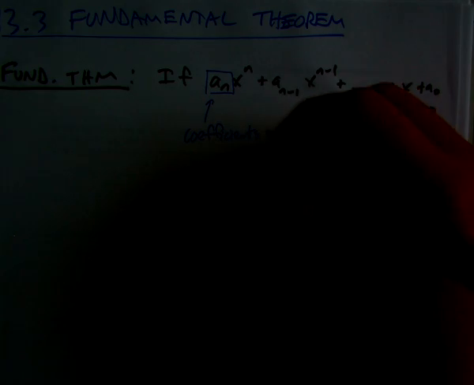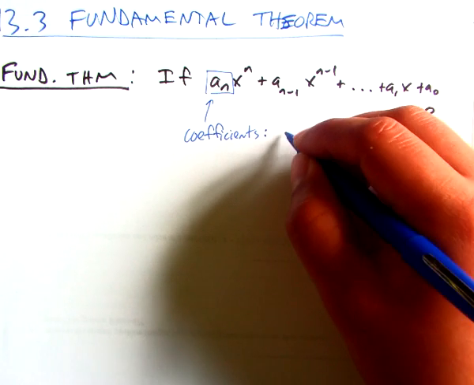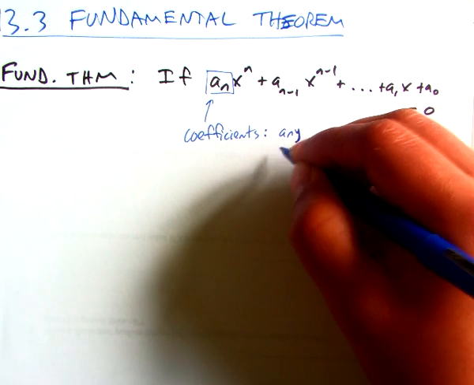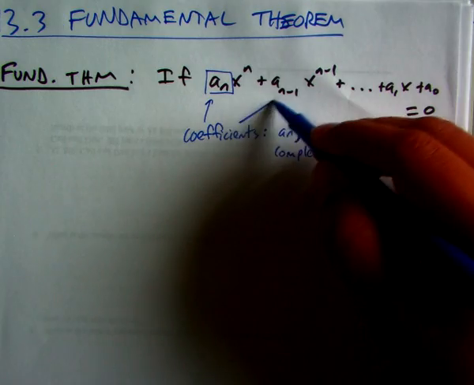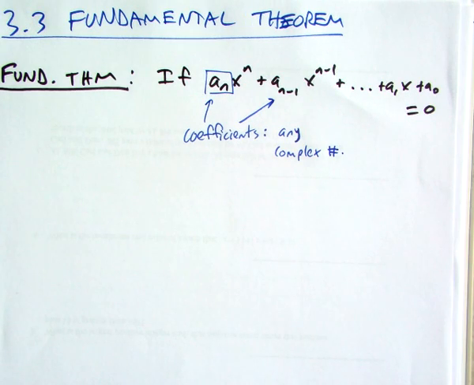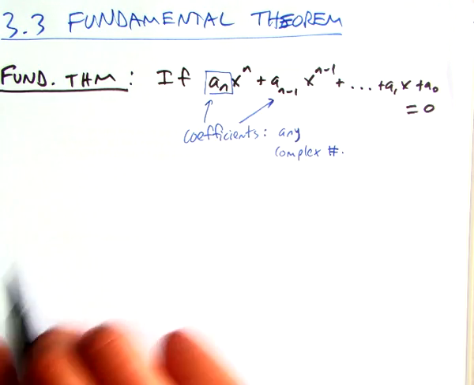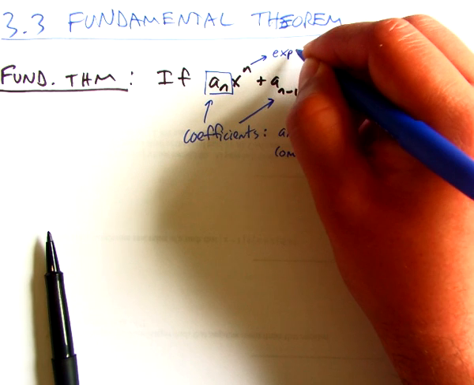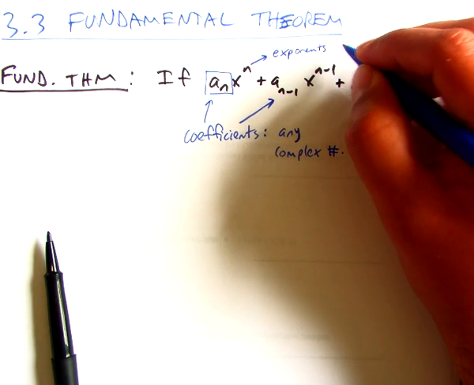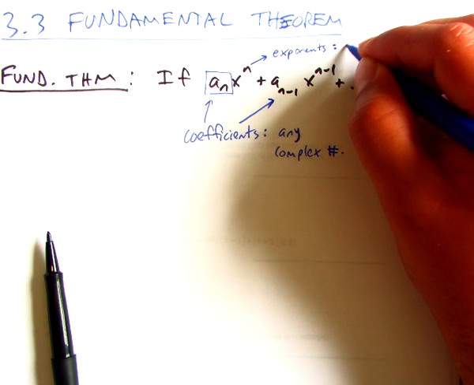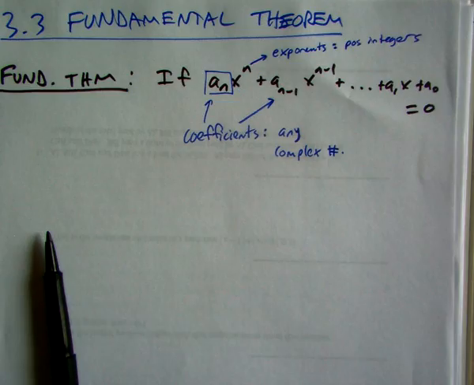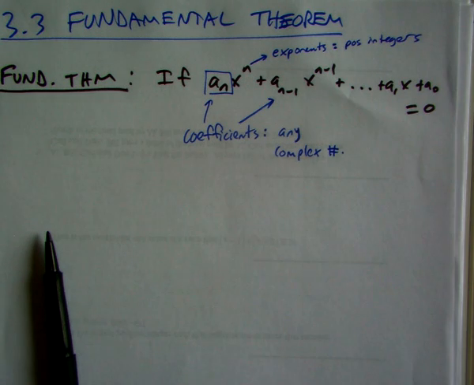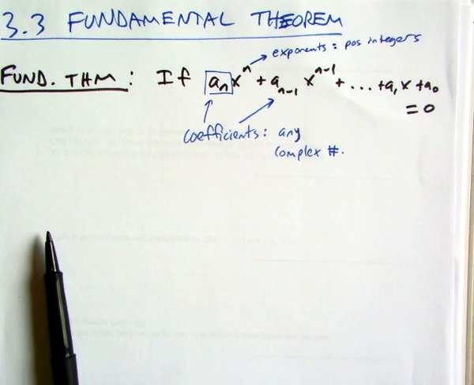And these coefficients can be any complex number. And then these exponents have to be positive integers, like all the ones we've been dealing with. Cubics, quartics, no crazy exponents like x to the 1.7 or x to the root 6. It'll always be nice polynomials.